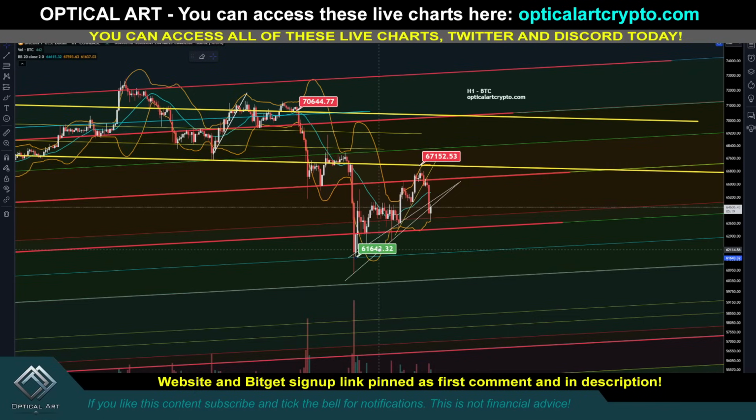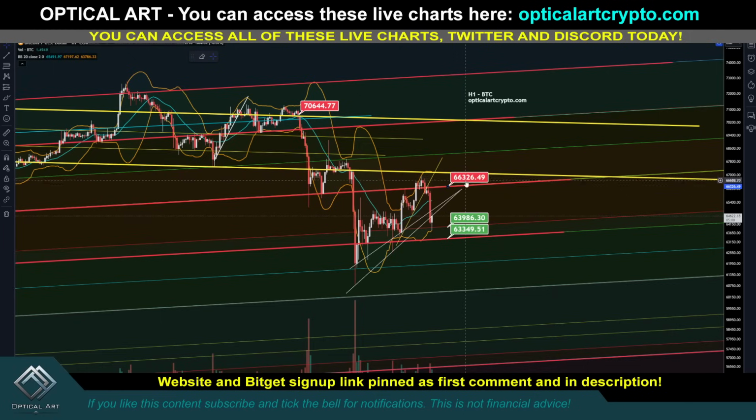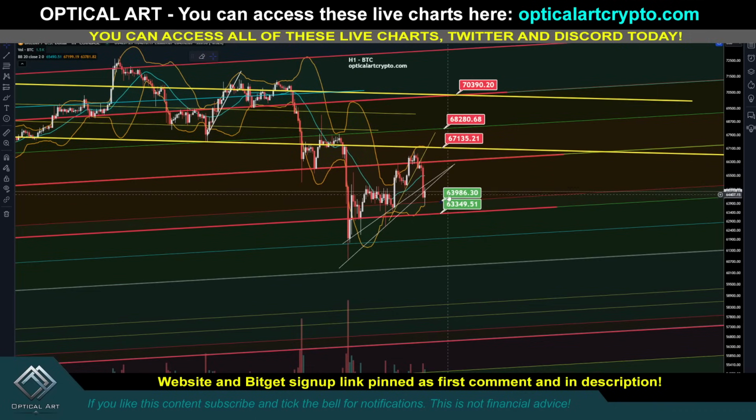You can see this blue trend line right here actually is a fib channel line. We found support around 61,676. So your most critical key support level right now is 63,000, let's just say 64,000 down to 63,400. Your key resistance right now is 66,326 up to 67,135. Your next resistance above that to potentially short, 68,280, and your most critical resistance above is going to be right around 70,390. But if you'll take note, again, right here, your most critical support level is around 64,000.